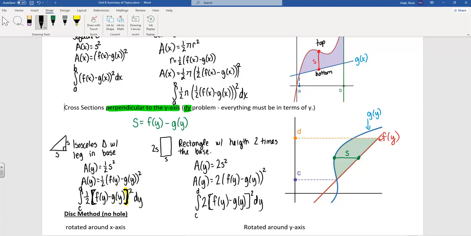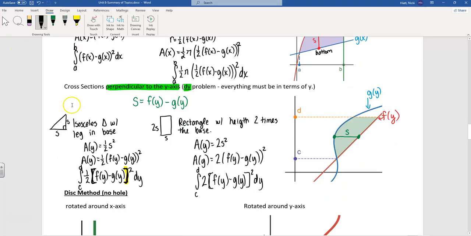Cross sections have s's. S's go across the base, whatever that base is, right? Top minus bottom, or right minus left for that s. Sorry, I said that backwards. And you plug it into an area formula. You should not see pi on these unless it's a semicircle.